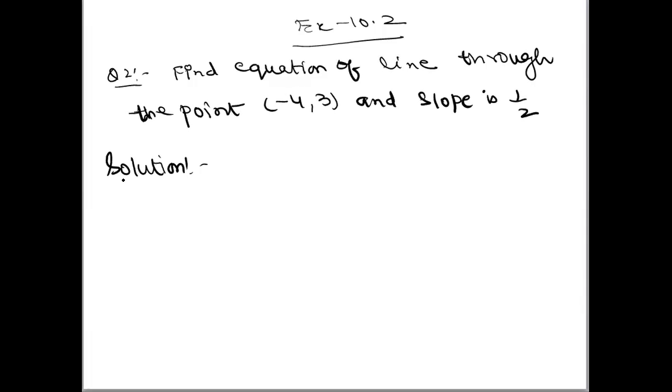देखते हैं कौन पहले करेगा. Find the equation of line through the point minus 4 comma 3 and slope is 1 by 2. So आपको एक point दिया हुआ है, एक slope दी हुई है. So it is very clear that it is a point slope form. The formula I am writing: y minus y naught is equal to m into x minus x naught. So put the values and let me know the answer.